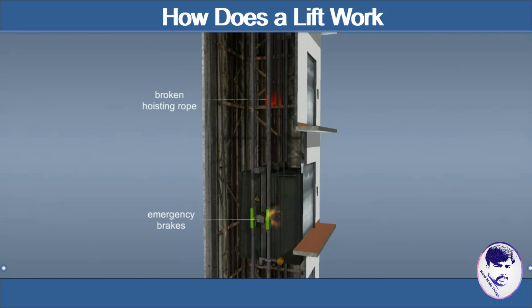The emergency brake was invented in 1853 by Elisha Otis, an American inventor and industrialist. It was presented to the public in 1854 at the World's Fair in New York. During the demonstration, the lift was elevated to the roof of the building, where the rope was cut. The emergency brakes prevented the lift from falling down.